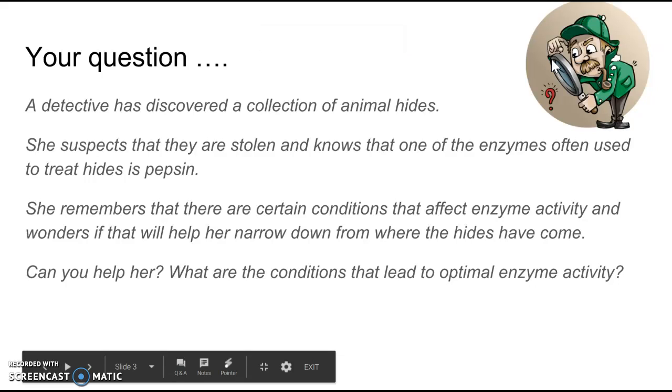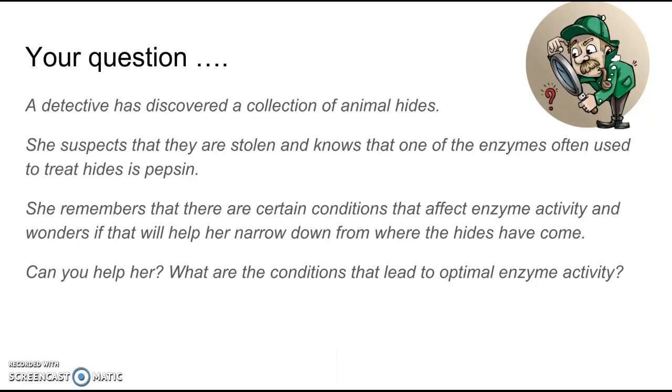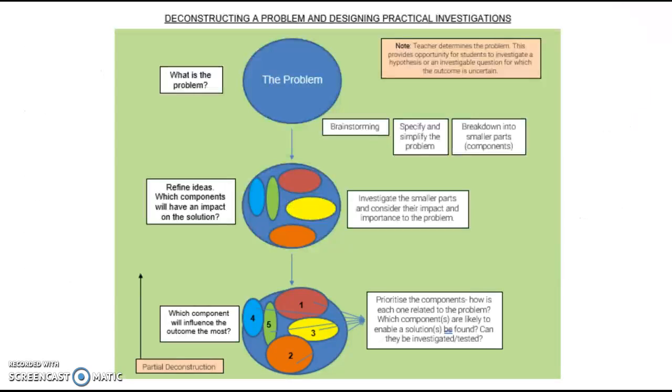So, your question, your problem is a detective me. I did always want to be a detective. Well, actually a spy. I discovered a collection of animal hides. I think that they're stolen, and I actually know that one of the enzymes often used to treat hides is pepsin. I remember that there's certain conditions that affect enzyme activity, and I wonder if that will help me narrow down from where the hides come. So where in the world did these hides come from? Can you help me? What are the conditions that lead to optimal enzyme activity?